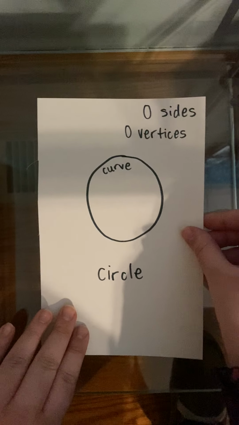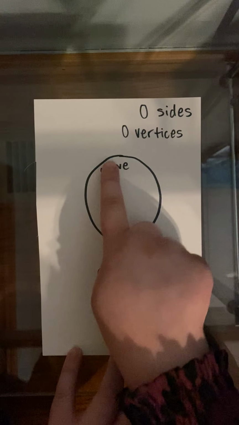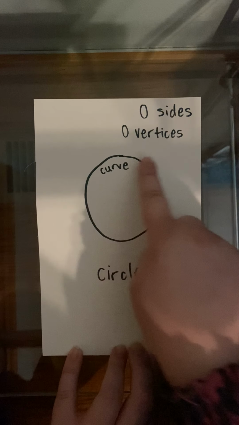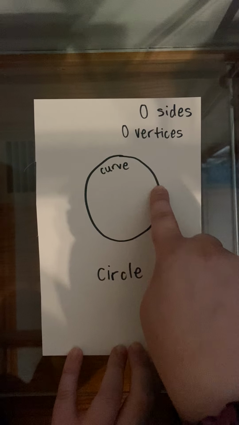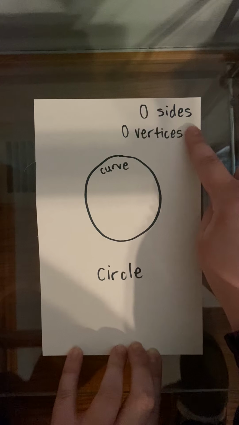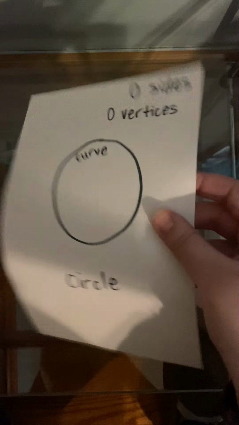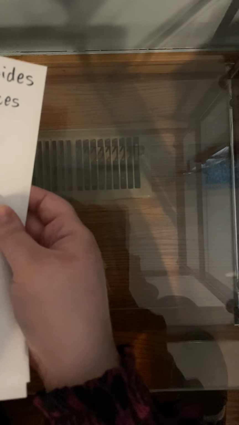And we learned that a circle has 0 sides and 0 vertices. Because if you look at a circle, there's no straight lines. You see? There's only a curve. This is a curve. So there's no straight lines, so there's no sides, and there's no vertices. Today we're going to learn about 2 new shapes, a square and a rectangle.